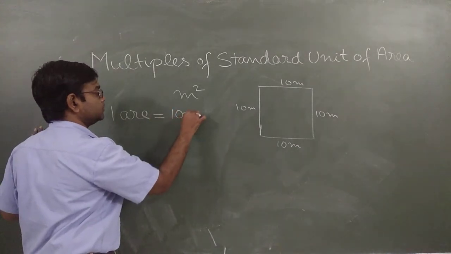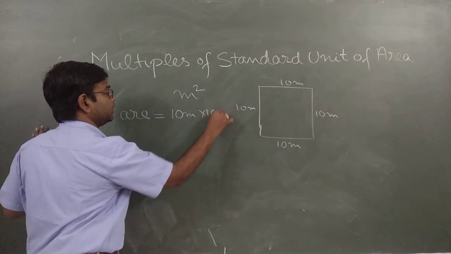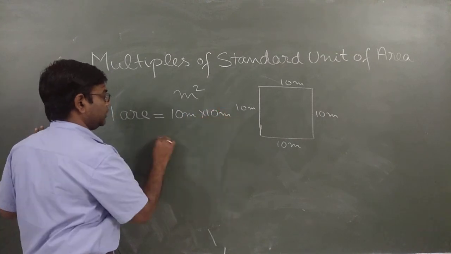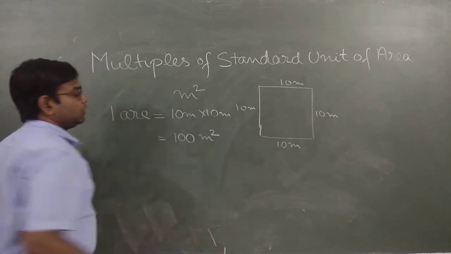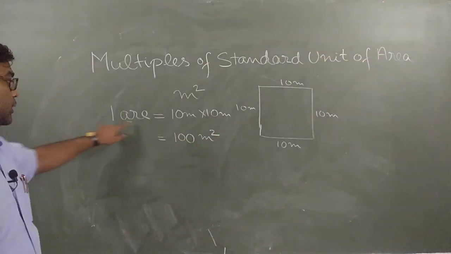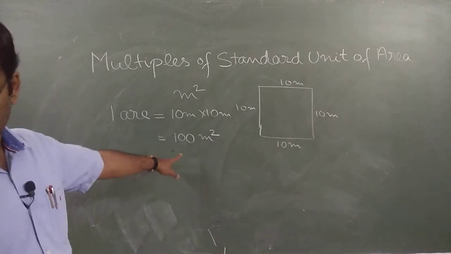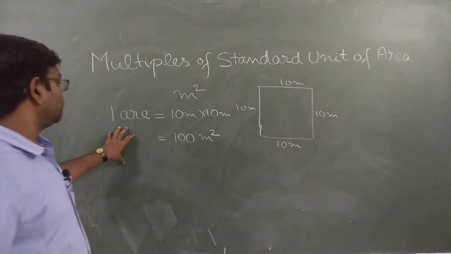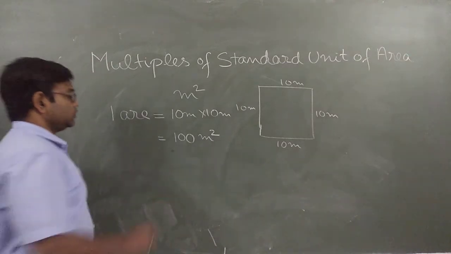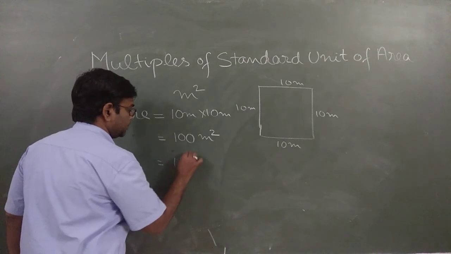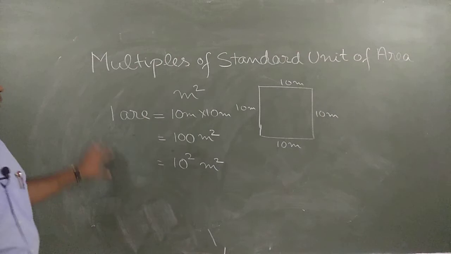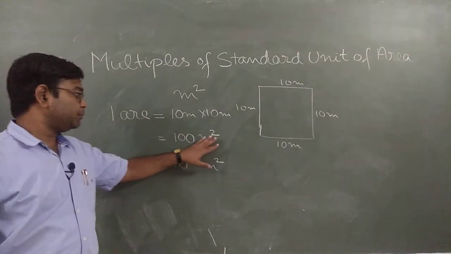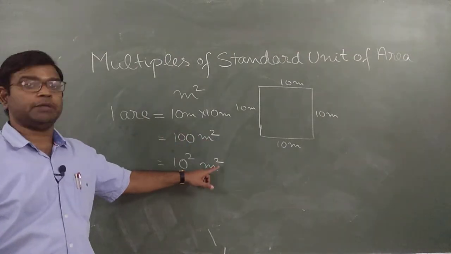This 1 R can be expressed as 10 meter into 10 meter. When we find it, it's 100 meter square. Always remember 1 R is equal to 100 meter square. This is the derivation of 1 R. We can write this in exponent form: 10 to the power 2 meter square. Write down each and every part clearly.